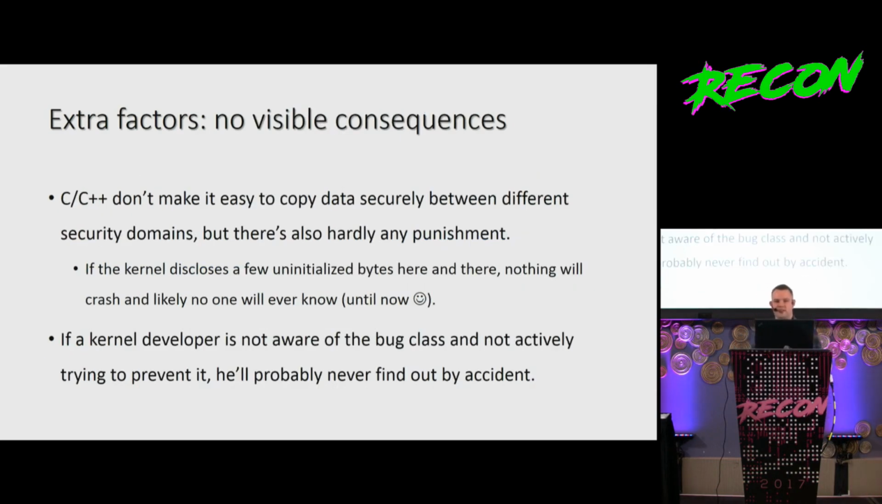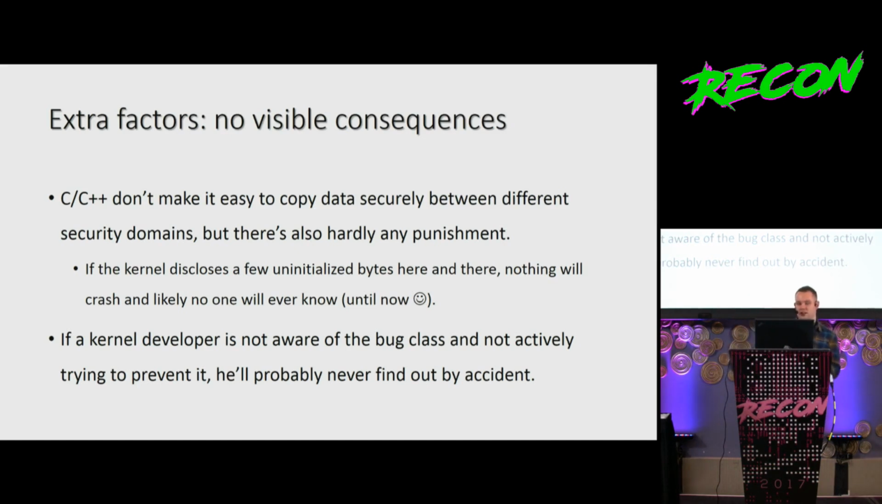Another extra factor is that there are no visible consequences of this problem. This is a problem with C and C++ in a way, because it doesn't make it easy to copy data securely between different security domains. But the other thing is that there is really hardly any punishment. If a kernel discloses a few bytes here and there, nothing will ever happen, nothing will ever crash, and no one will ever know until probably now.